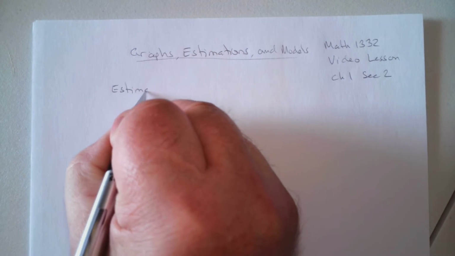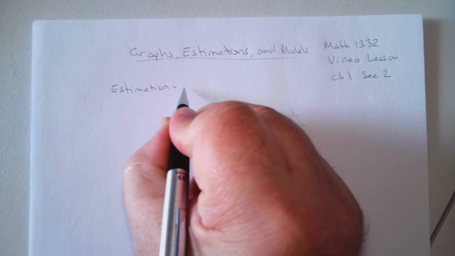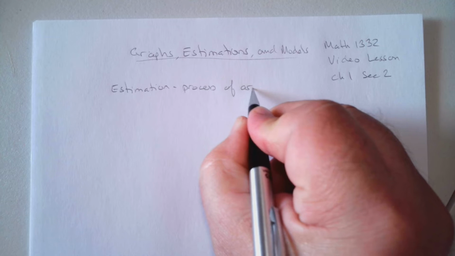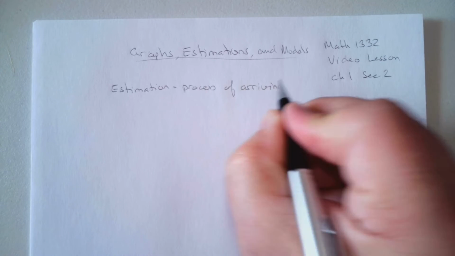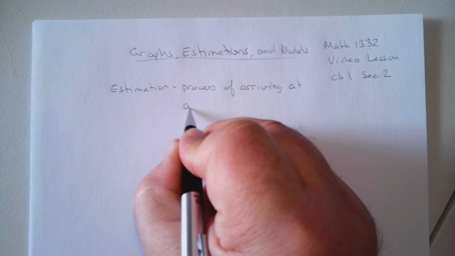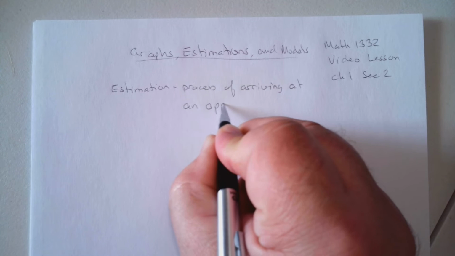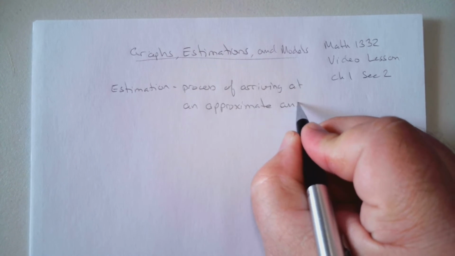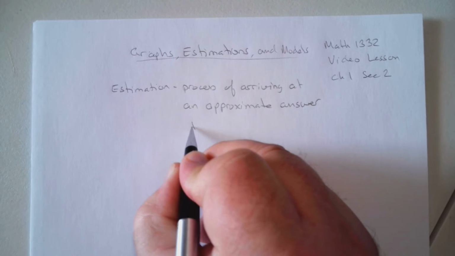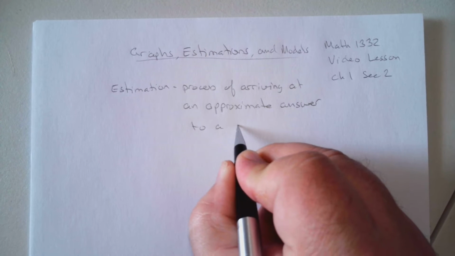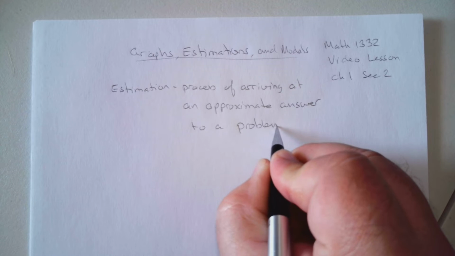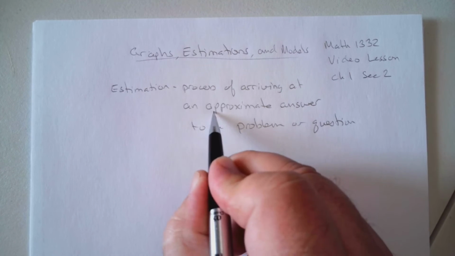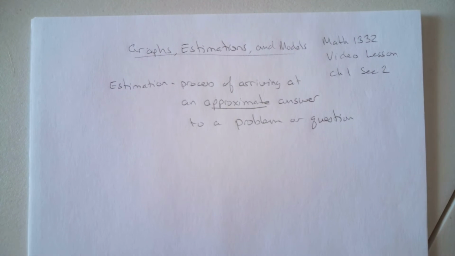An estimation is a process of arriving at an approximate answer to a problem or question. The optimal word is approximate.